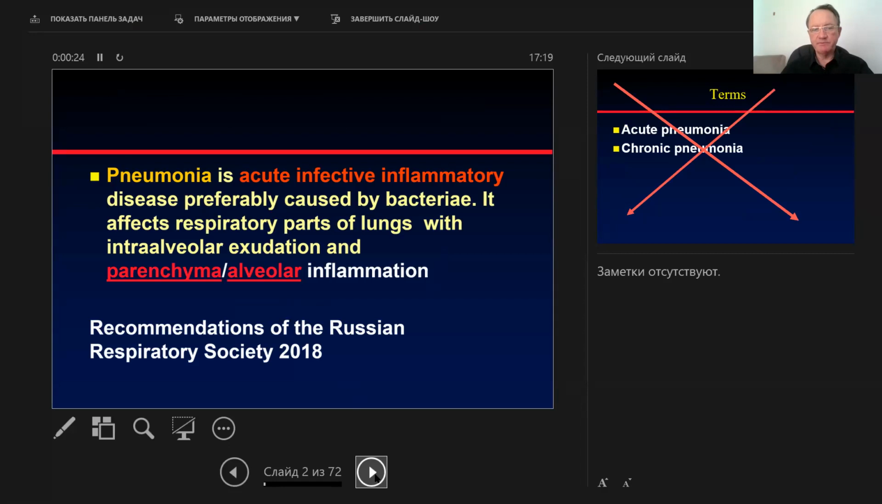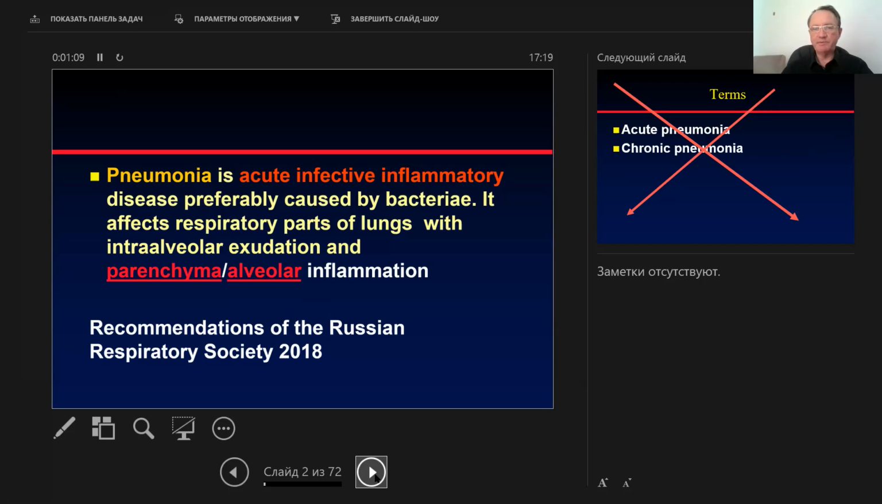According to the national recommendation of the Russian Federation Society, pneumonia is an acute infective inflammatory disease, preferably caused by bacteria. It affects the respiratory part of the lung with intra-alveolar exudation and parenchymal alveolar inflammation. By the way, this definition was created before the COVID-19 pandemic.